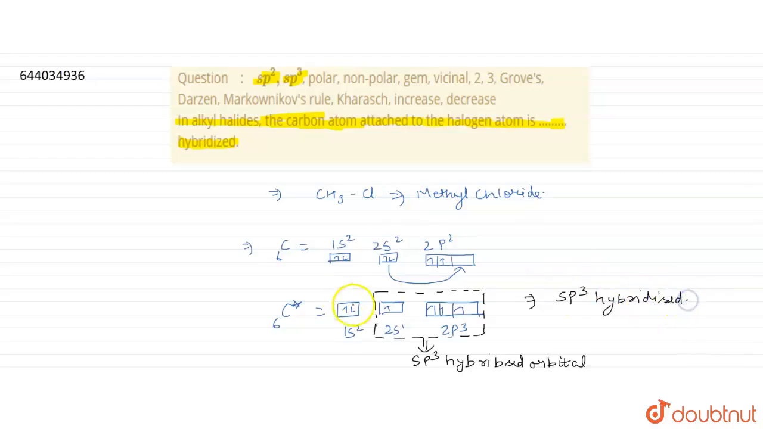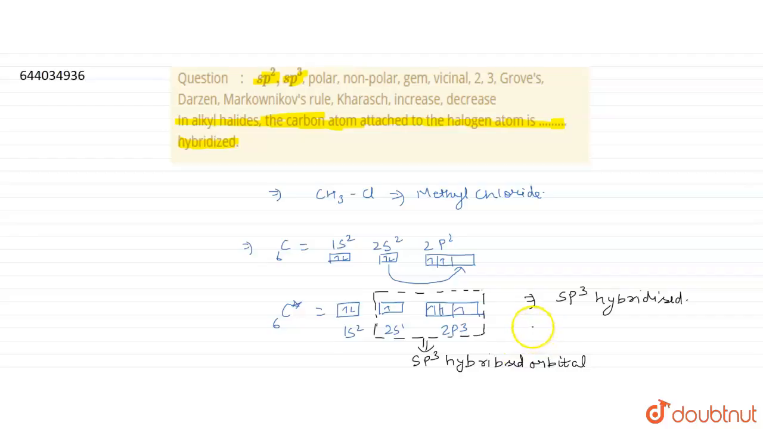Because in this, the 1 s orbital, that is the 2s orbital, and the 3 p orbitals, that is the 2p orbitals, take part in the hybridization and form 4 new sp3 hybridized orbitals. Because 4 orbitals take part in the hybridization, the new orbitals will be in the same number. So 4 new sp3 hybridized orbitals will form, with similar energies.